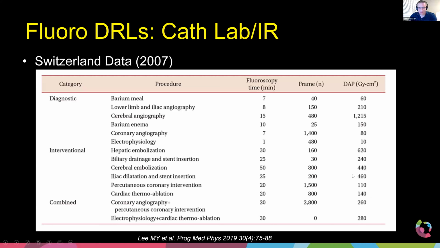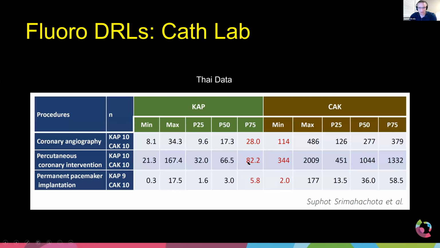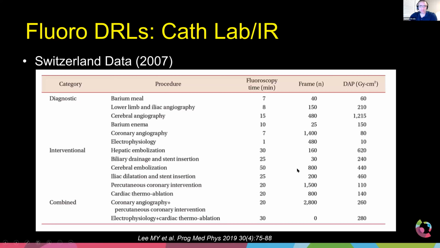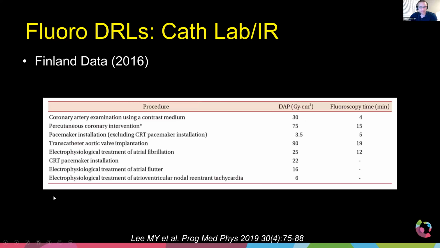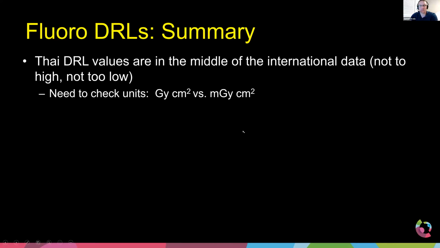Yeah, DAP 110. Sorry, I was looking at the wrong one. 1,000 sounded wrong. So you guys are 82, they're 110. Just as an example, you're a little lower. That's great. Here's Finland, and their DAP is 75, so they're just a hair lower than you guys. So you guys are in the ballpark. That's awesome. You guys are doing great.